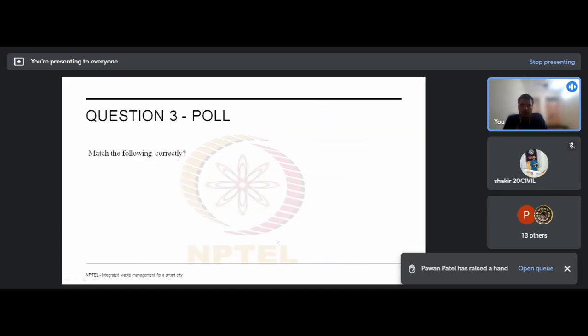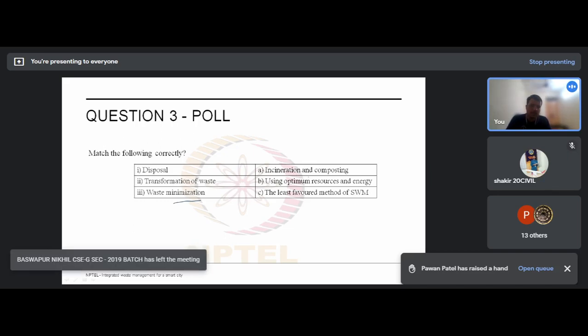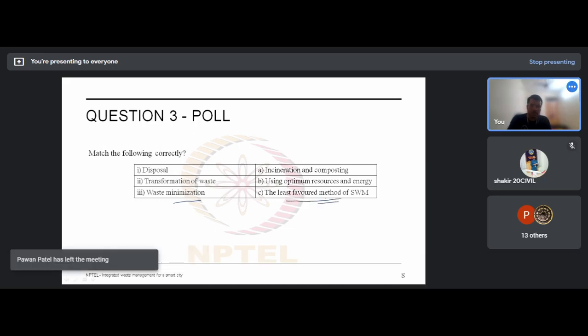Coming to the third question. This is a poll, a match the following question. On the left side we have disposal, transformation of waste, and waste minimization. On the right side we have incineration and composting, using optimum resources and energy, and the least favored method of solid waste management. The given options you can see here. Just drop a poll and you can answer it.